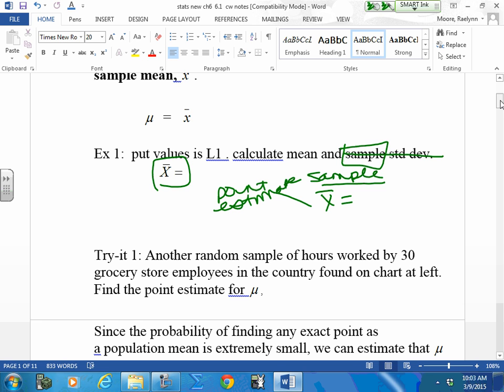Yes, I realize it shows you there. Just example 1. I just want you to get used to doing it. Plug it in your L1. Find me your sample mean. Stat, enter. You can use any table. You can use L2, L whatever. But when you go stat calc, one variable, make sure you set your table to whichever one you use.